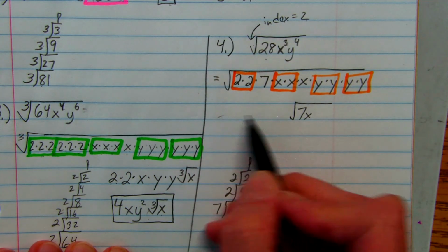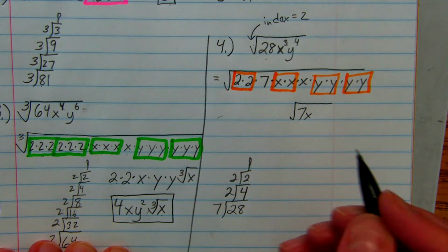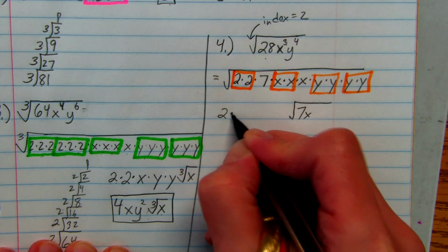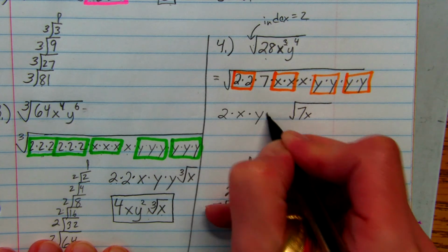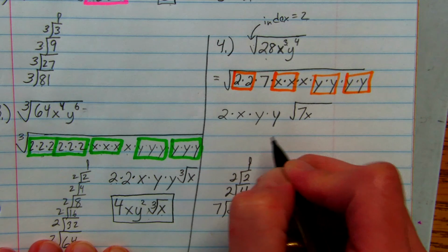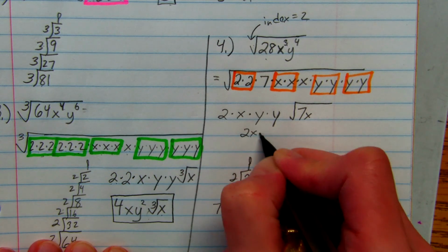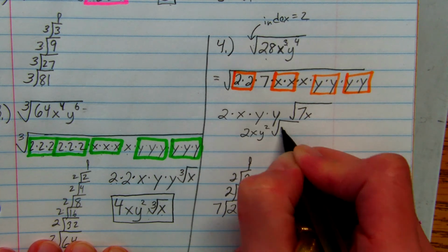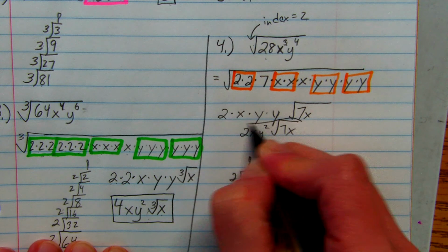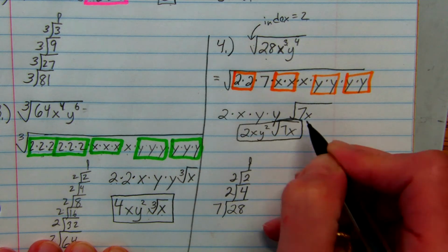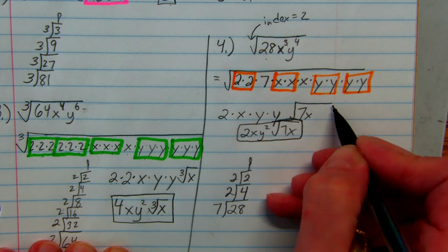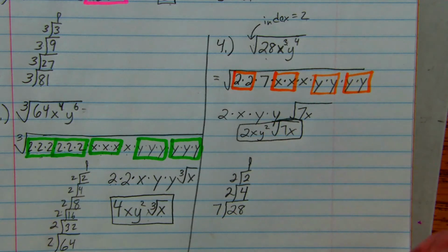What's going to go out here on the outside? 2 times x times y times y. 2 times x times y, and then we'll clean that up. It becomes 2x y squared, and then the square root of 7x. And by the way, we didn't have this in the examples, but if you had an x times x or y times y left over inside, you would also go ahead and make those into powers. You just clean it up.